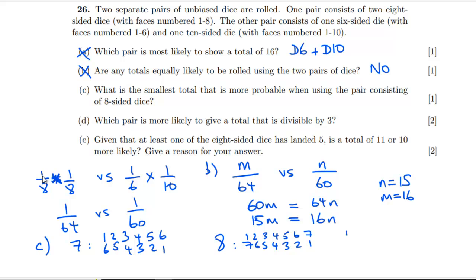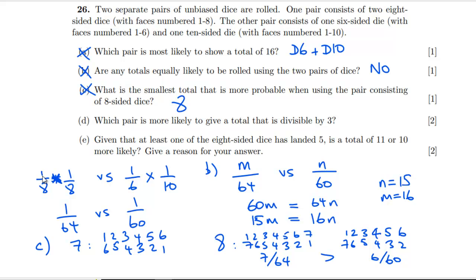But on the other ones, well, six-sided dice can only do those, so we'd have to have 7, 6, 5, 4, 3, 2 there. So we've got 6 over 60 for the six-sided and 10-sided, and 7 over 64. And 7 over 64 is greater than 6 over 60. So it's going to be 8. Right, this is a lot of work for not very many marks here.